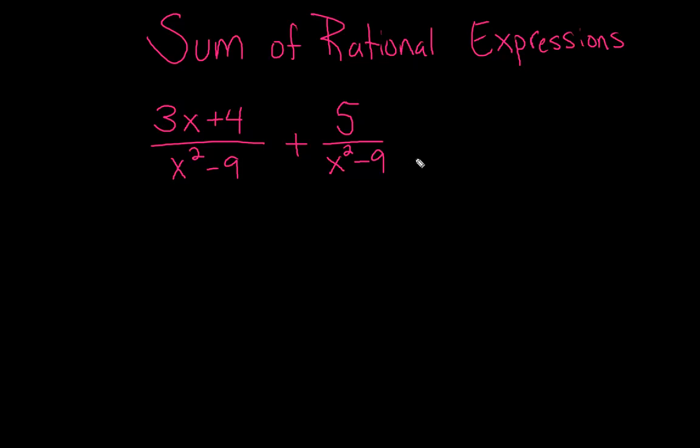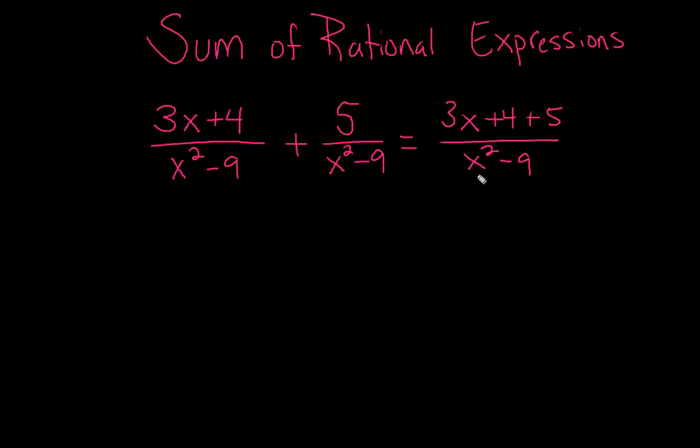So looking at these two things here, we have common denominators. Both are x squared minus 9. So we can go ahead and just add our numerators together. So it's 3x plus 4 plus 5. And that is over our common denominator of x squared minus 9.